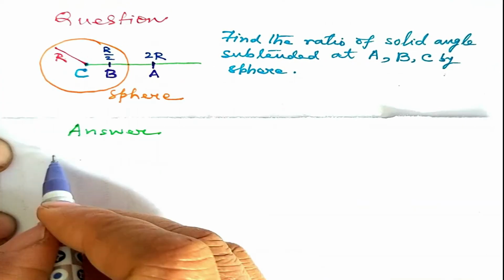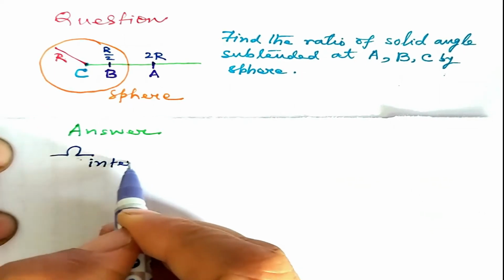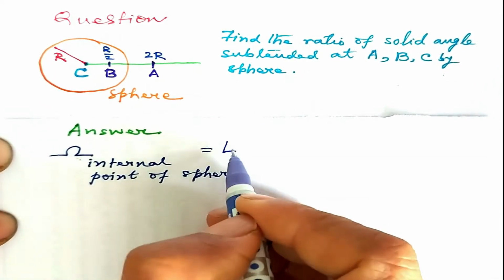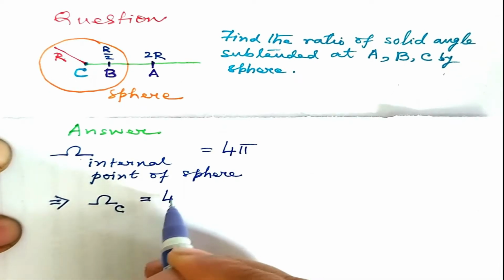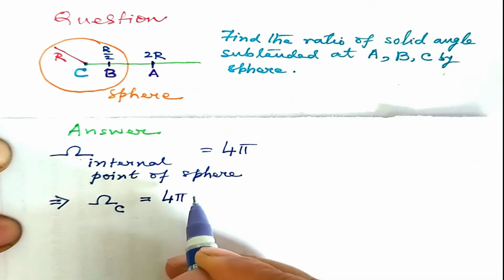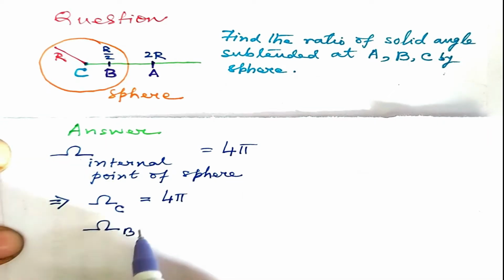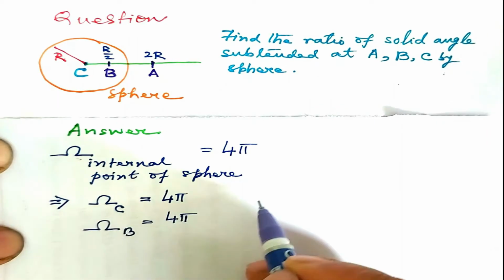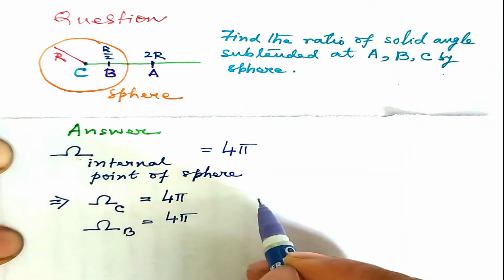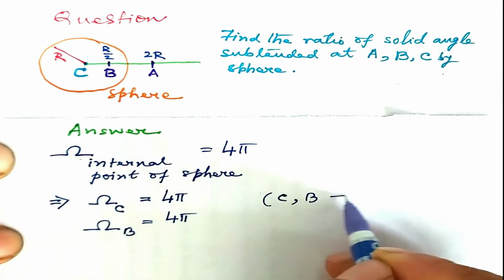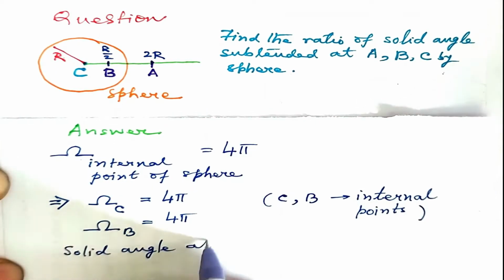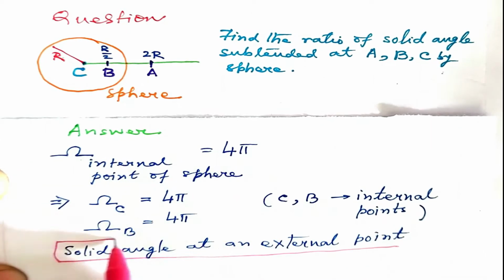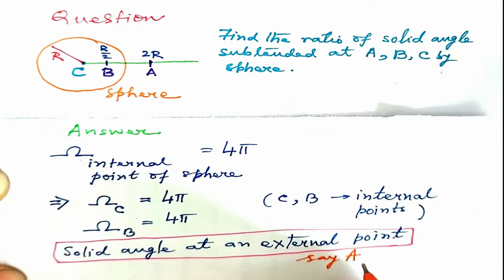Answer. We have shown that omega at an internal point of a sphere is 4 pi. This means omega C is 4 pi because C is an internal point. Omega B is also 4 pi since B is also an internal point. C, B are both internal points. Now the solid angle at an external point, say point A. Let us find it now.